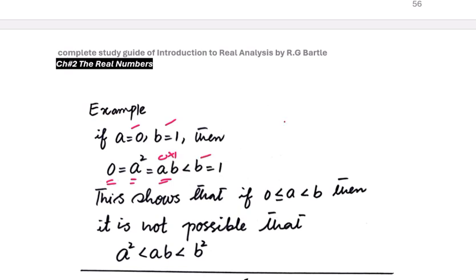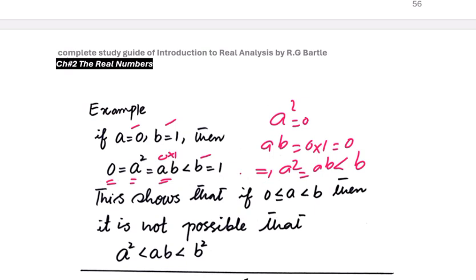If you take A is equal to 0, then A square is equal to 0. In this case, AB is equal to 0 into B is 1. This is equal to 0. This implies A square and AB both are equal, but these are less than B square because B is 1. This shows that if 0 less than or equal to A less than B, then it is not possible that A square is just less than AB less than B square. It must be that A square is less than or equal to AB, and this is less than B square.